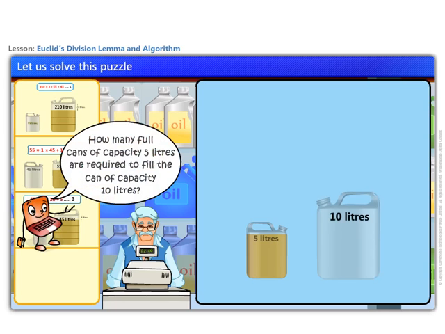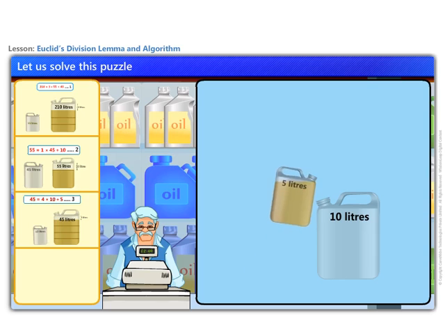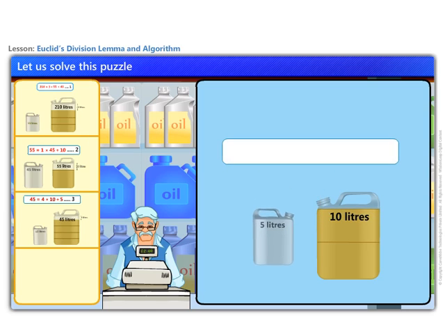How many full cans of capacity 5 liters are required to fill the can of capacity 10 liters? Pour the oil from the smaller filled can into the bigger can. We observe that the can gets completely filled when 2 full cans of 5 liters are poured. This can be expressed using the relation 10 is equal to 2 into 5 plus 0. Let us consider this as equation 4.